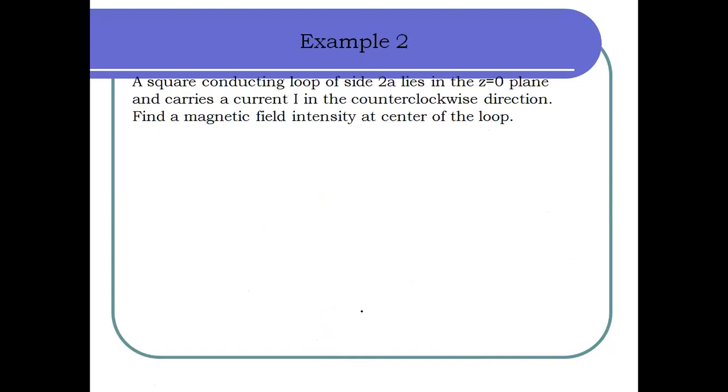Okay, let's have a look at example number 2. For example number 2, we are given a case of a square conducting loop of side 2a, which lies in the z equals 0 plane and carries a current of I in the counterclockwise direction. The question is to find the magnetic field intensity at the center of the loop. So we have this particular case. This is the z-axis, that should be our x-axis, and that should be our y-axis.